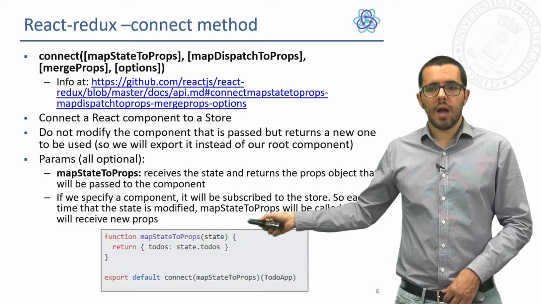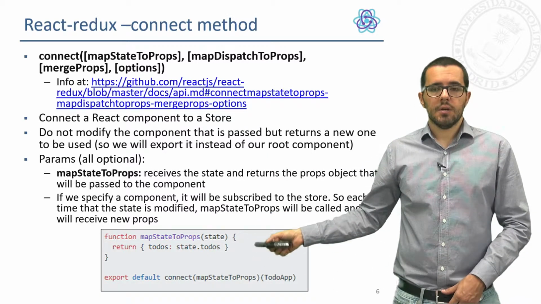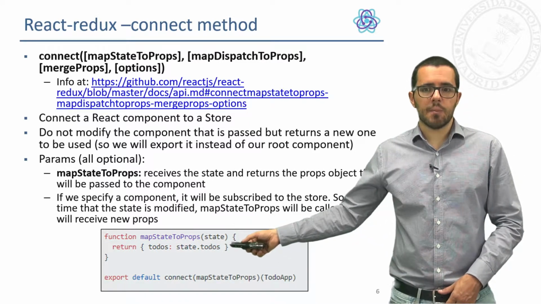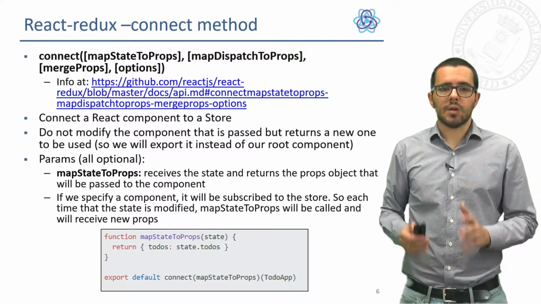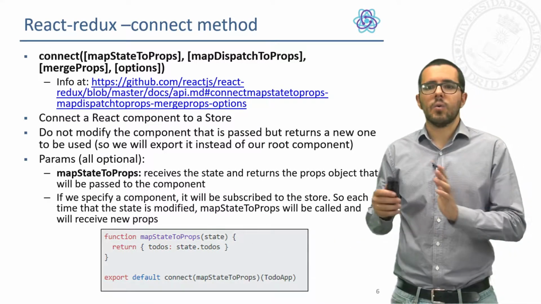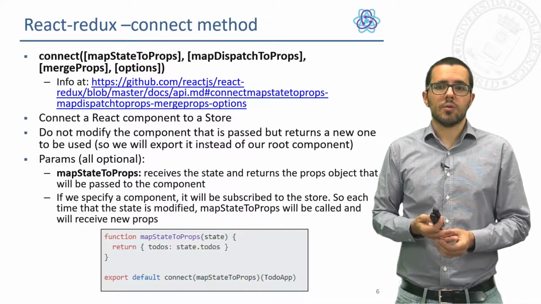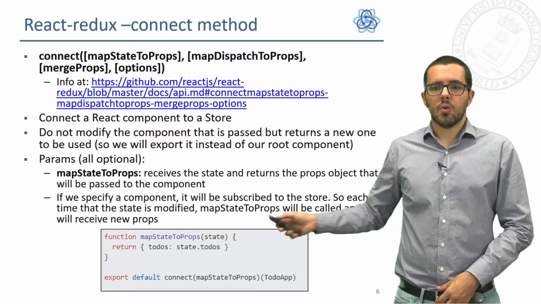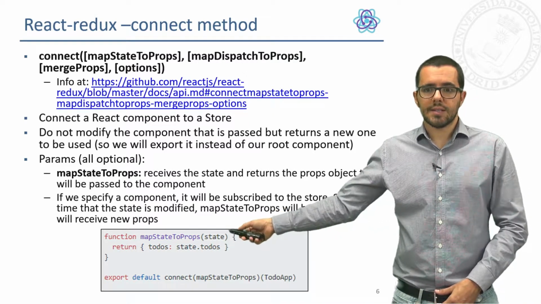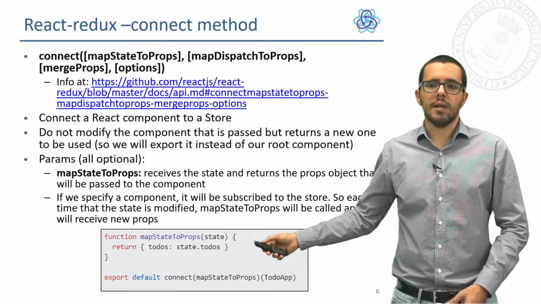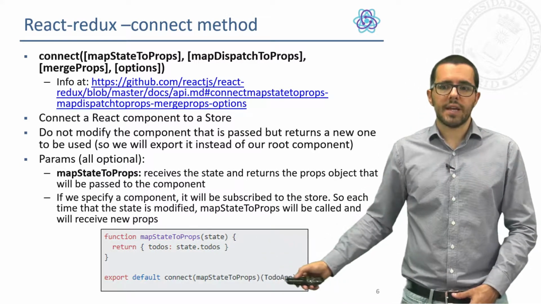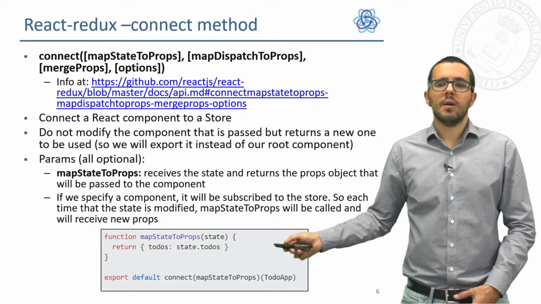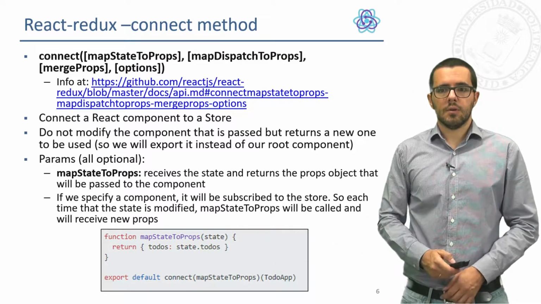Okay, so we will have a mapStateToProps method or function that receives the state and returns the props. So you can see that what we are doing with this provider and with this connect method is what I told you before, that we need to join React and Redux. So we pass the state here. The state is transformed into props that will be connected to our application. And this is what we will have to export, because this connect method will return a new component. Okay?